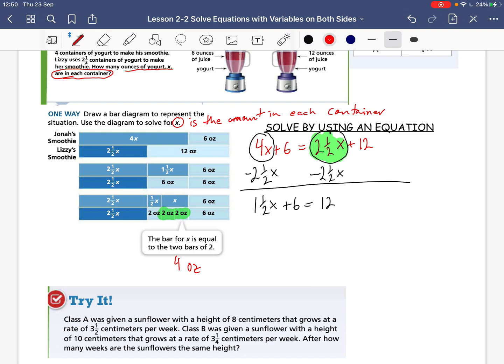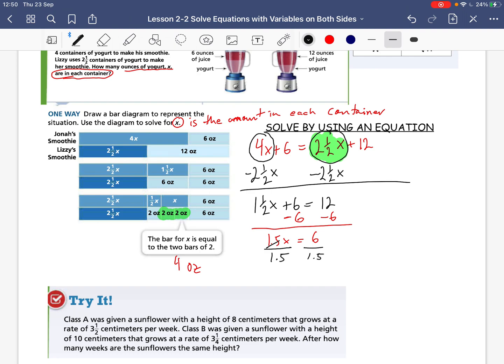The inverse operation, now we subtract 6 from both sides. Whatever we do to one side, we have to do the same thing to the other side. It's like a scale. We're balancing it out. So we have 1.5x equals 6. The 1.5 is being multiplied by x, so we will divide both sides by 1.5.